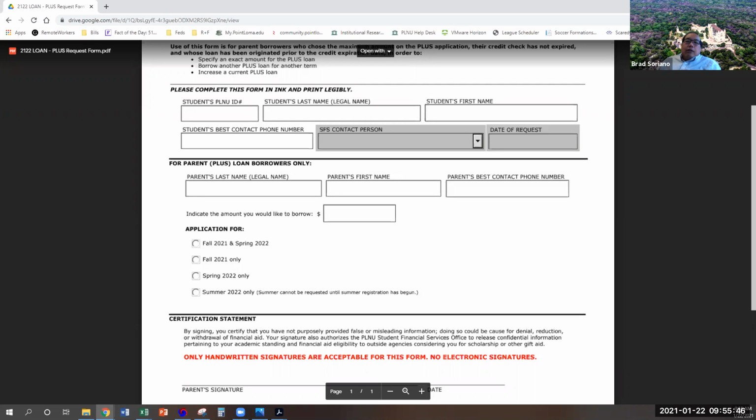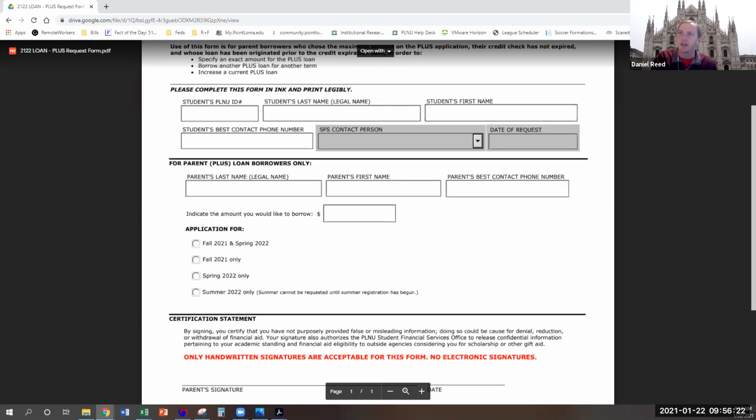This is not for use for decrease, it's only used for increases for the PLUS loan, where a parent wants to request another term or increase the current PLUS loan, provided they requested the maximum. If they don't request the maximum, they requested an amount, they have to do a new PLUS application. So that was the revision that was made. So the parent didn't have to fill out another application to get another loan for the next term, provided they did max.